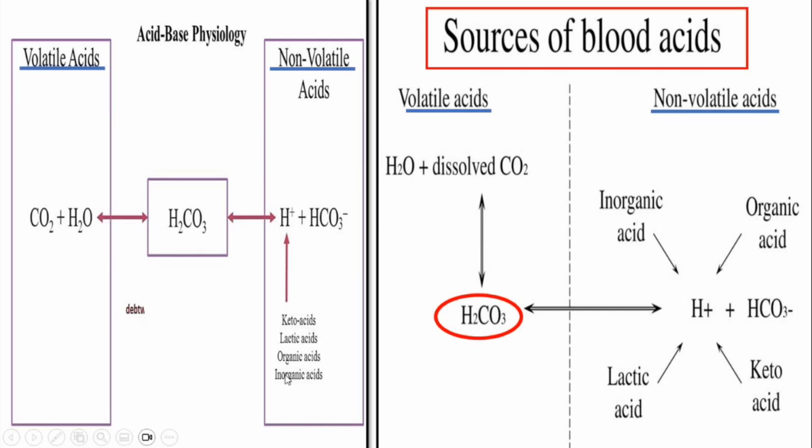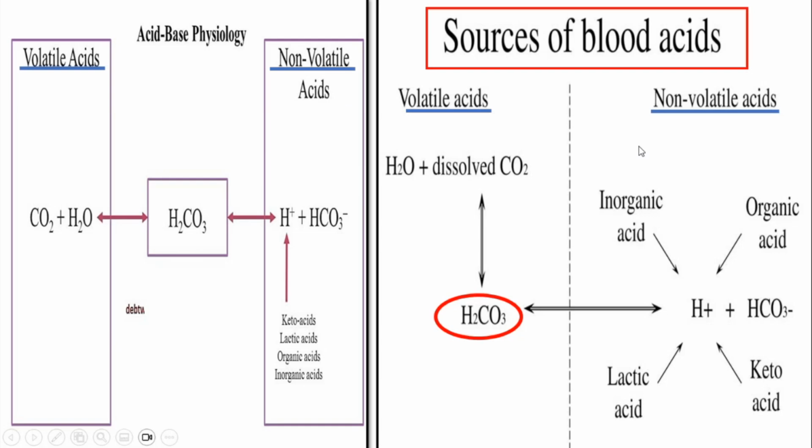They all will contribute to a fixed store of hydrogen ion, which can react with the body store of bicarb to also produce this H2CO3, which can be broken down into CO2 and H2O, and the CO2 can be eliminated. Again, look at here. Sources of blood acids, volatile acids: water and dissolved CO2 producing H2CO3, which is in equilibrium at this place and also this way, where H plus is contributed by multiple other sources.